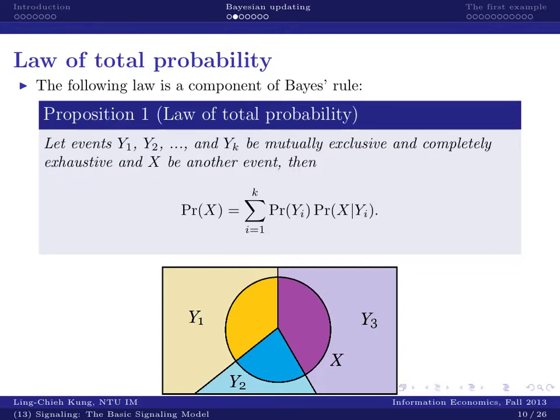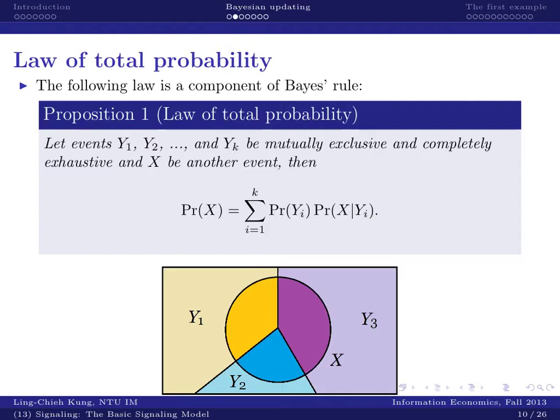And x is another event. Then we have the following. If I want to calculate the probability for x, then I can divide this probability into several parts, and each part is the original probability times the conditional probability. It's the probability for event y to occur, times the conditional probability, given that y has occurred, of the probability for x to occur.